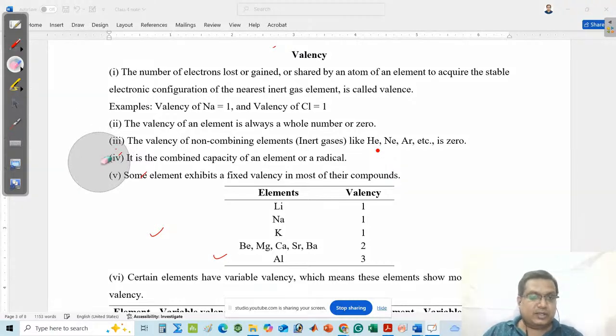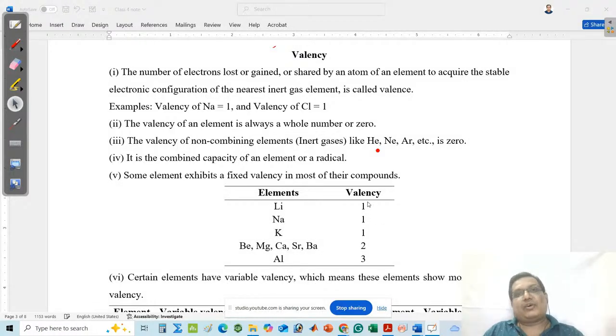Next, you can think about another point. Valency is the combining capacity of an element or radical. For example, how can I explain chlorine. Chlorine has valency 1. That means it can form one single bond. If you think about the covalent bond, that means it explains the combining capacity of an atom of an element.